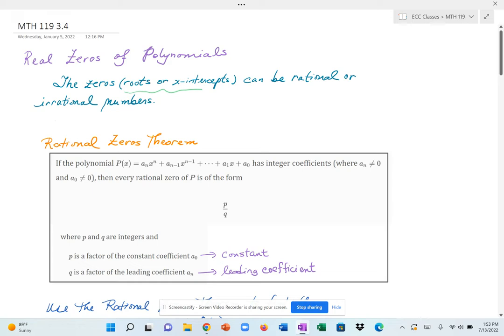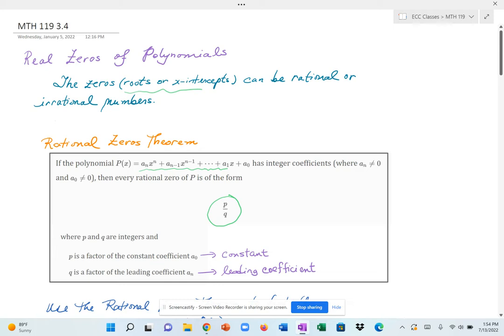The rational root theorem states that if you have a polynomial p of x, which is a sub n times x to the n plus a sub n minus 1 times x to the n minus 1, etc., all the way up to a sub 0, and it has integer coefficients, so a sub n through a sub 0 are integer coefficients, where a sub n is not equal to 0 and neither is a sub 0, then every rational zero of p is in the form of p over q.